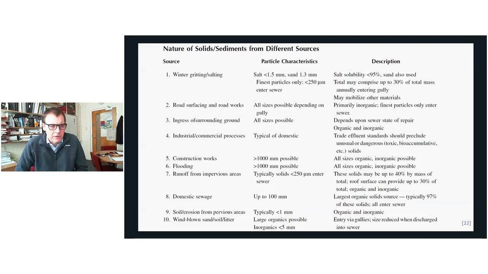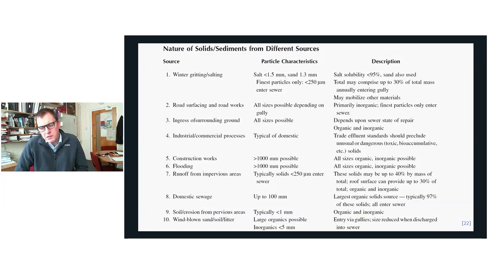This slide just goes through different types and sources of sewer sediments. So you've got your winter gritting and salting. Traditionally grit was grit with salt mixed in, but these days grit tends to be predominantly salt. So in terms of particles coming into the drainage network, it's less of a concern than it used to be. You've got materials coming from road surfacing and roadworks. You've got ingress from the surrounding soil through infiltration perhaps, and industrial and commercial processes.